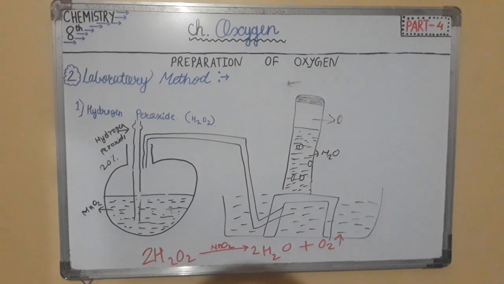Next, the second type is you can obtain from potassium chlorate, and the third is from potassium permanganate, KMnO4. So this was the example and the method of laboratory, how to prepare oxygen by the laboratory method. Note, the oxygen is also obtained with a fishy smell as it contains some impurities.